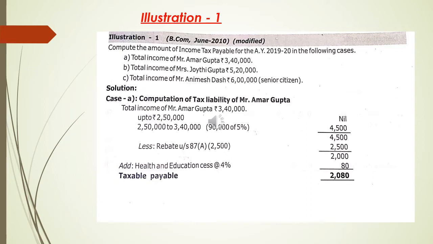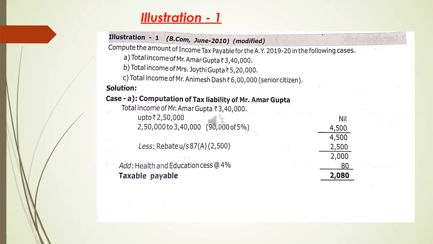Amar Gupta, his total income is 3,40,000. So he comes under the first sector. Up to 2,50,000 there is no tax, nil. 2,50,000 to 5 lakhs, but his total income is only 3,40,000. So the remaining difference, 3,40,000 minus 2,50,000, comes to 90,000. On this 90,000, 5% tax we have to charge. That comes to 4,500. So the total tax becomes 4,500.